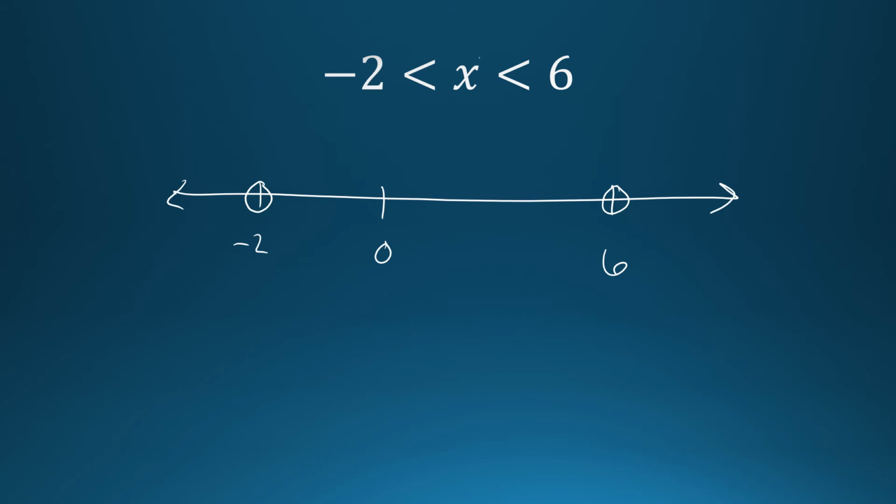And notice how the x is in between -2 and +6. We need an x value that goes in between those two numbers. And just like we graphed before, we're going to shade in between those two numbers. So it's any x value in between -2 and +6.